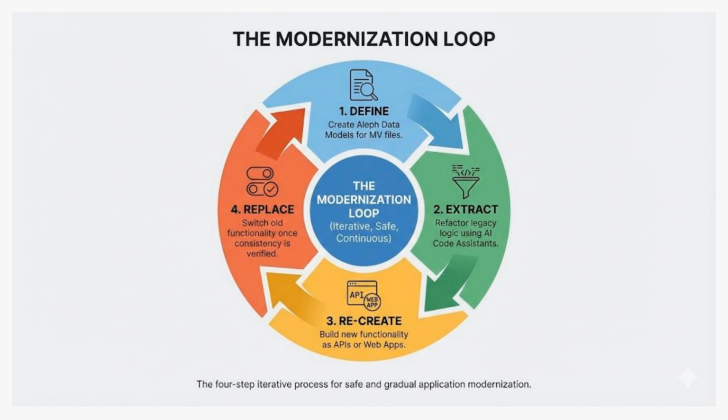Once the data consistency is ensured between the old and the new functionality, the old functionality can be switched off and replaced with the new functionality. This process gradually replaces the old functionality with the new functionality until the legacy application is completely retired or subsists only as a data repository. We will cover each of the above steps in more detail in the following videos.